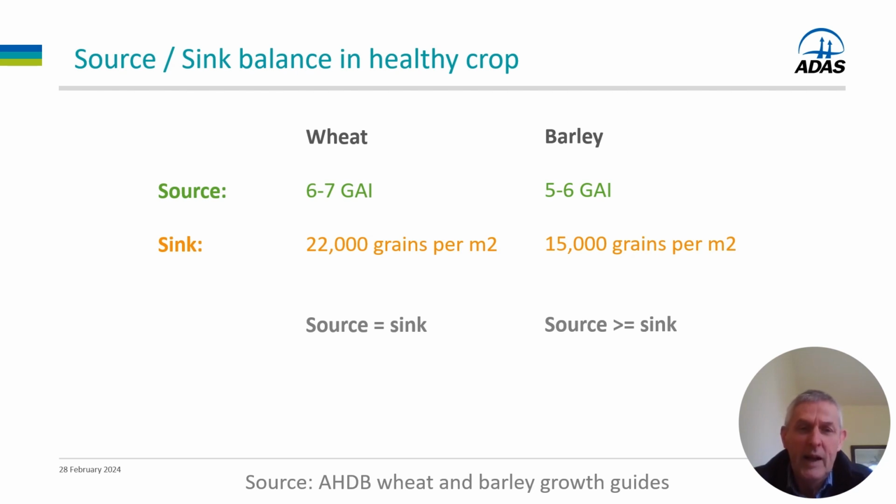So what we've got in a healthy crop in wheat is that typically the source and the sink are in close balance. We've usually got enough sink capacity to store whatever amount of carbohydrate we can produce. In barley, that is often not the case, that we have more source capacity than we have sink capacity to store it. So that has big implications for disease management, which we'll come to now.